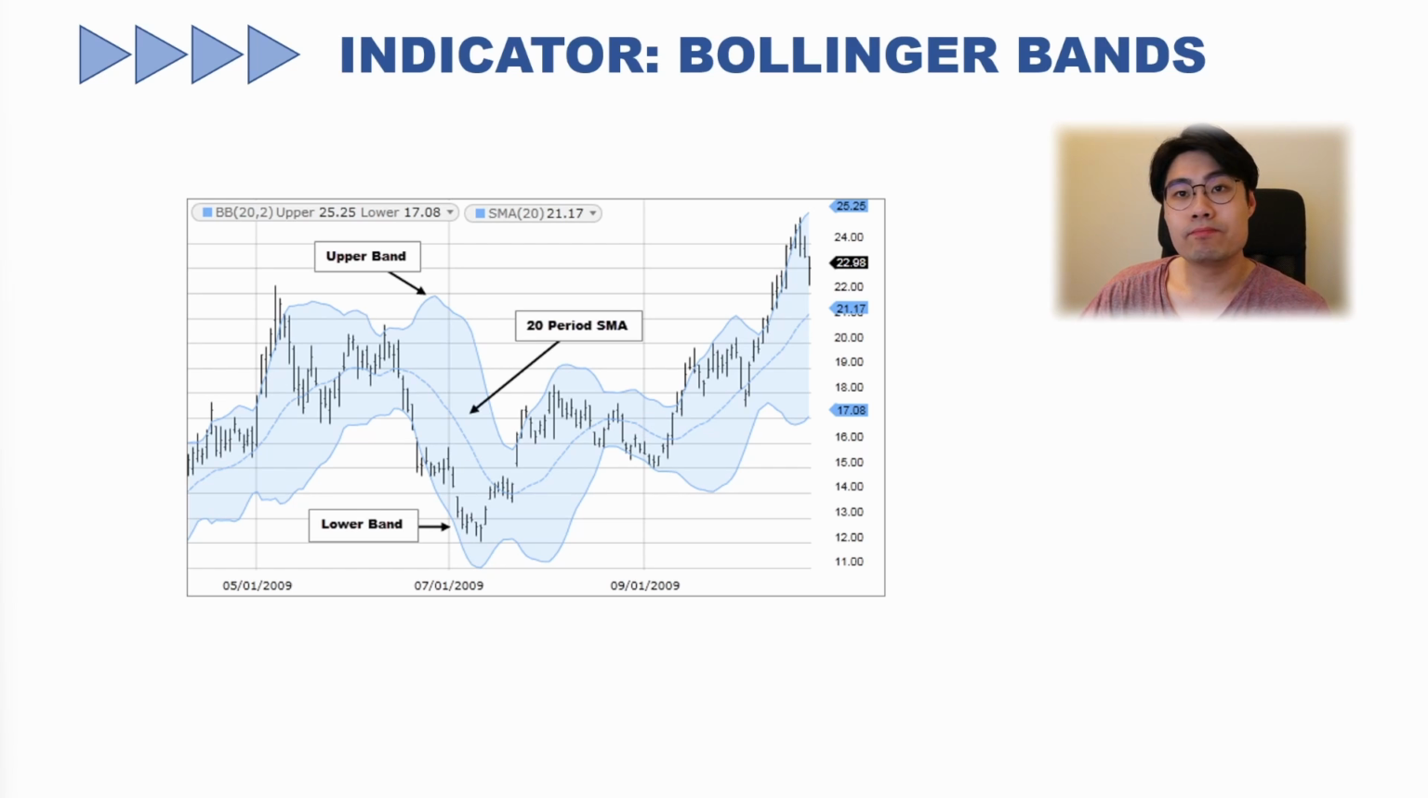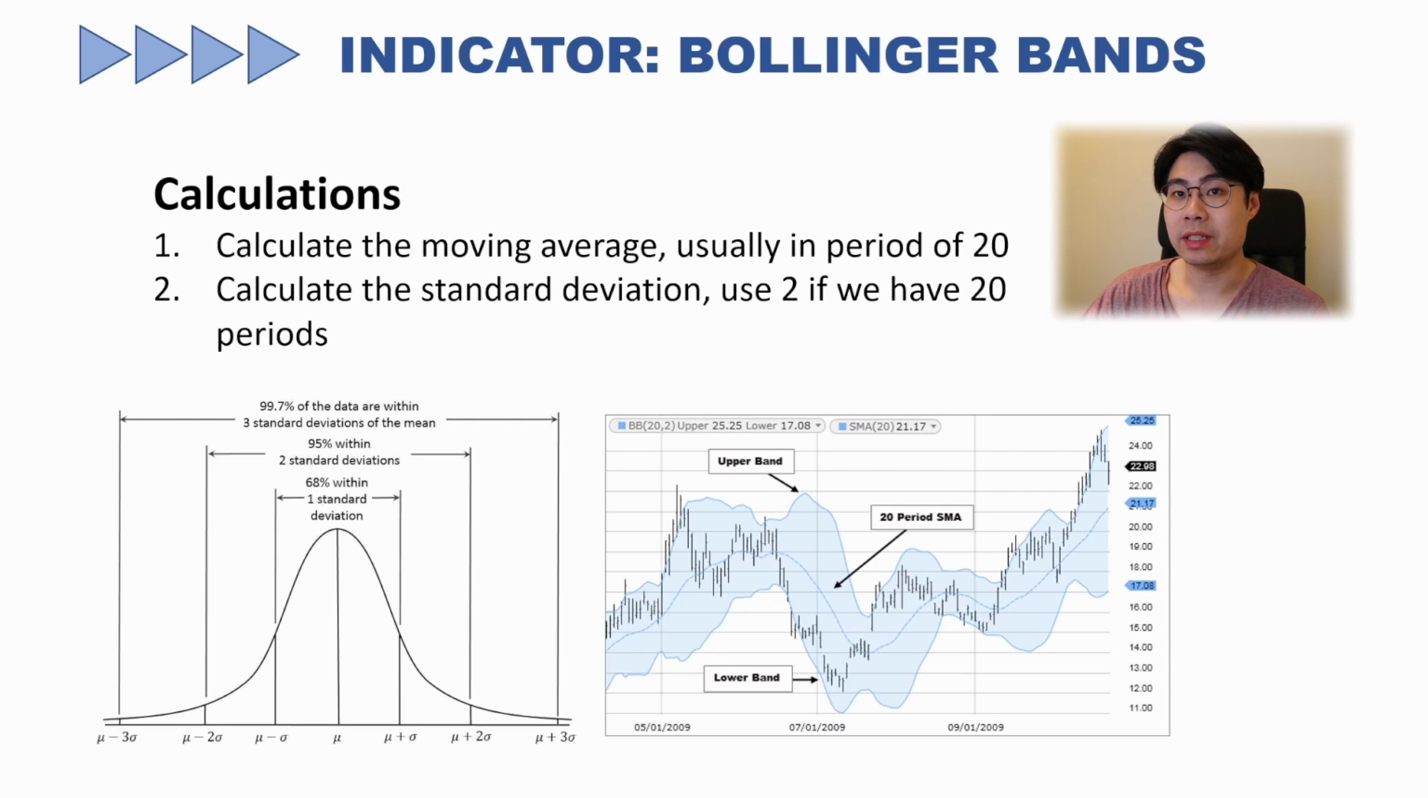So how is a Bollinger Band calculated? This is also important for you to actually understand what a Bollinger Band is. First of all, you need to calculate the moving average. Usually it's in a period of 20. And what period means is that if you're looking on a daily basis, a period of 20 means 20 days, right? Second, you want to calculate the standard deviation. Typically Bollinger Bands use 2 if we have 20 periods.